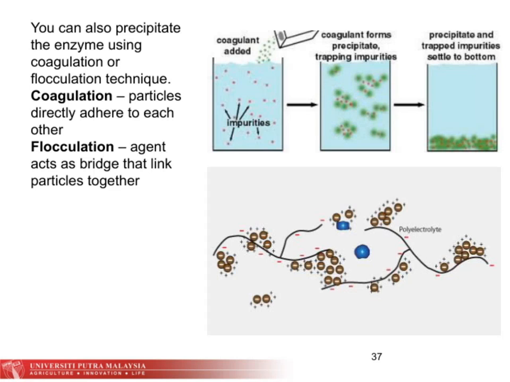You can also precipitate the enzyme using coagulation or flocculation techniques. Now, coagulation involves particles directly adhering to each other, which helps in aggregating impurities or enzymes. Flocculation, on the other hand, uses an agent that acts as a bridge linking particles together into larger flocks. This process makes it easier to separate or recover the enzyme from the mixture.